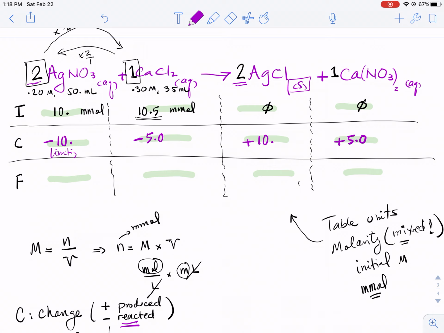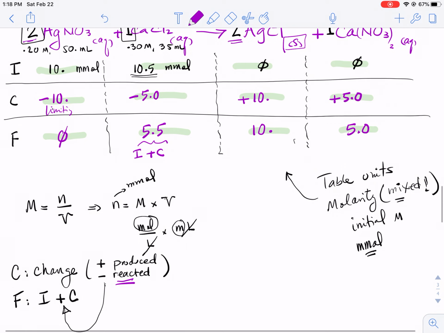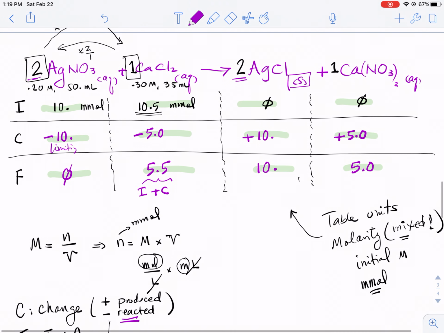So the final line is just I plus C. 10 minus 10, 0. That's why it was the limiting reactant. Silver nitrate, there's nothing of it left over. So 10.5 minus 5, it will be 5.5. So this is essentially the I line plus the C line. And 0 plus 10 is just 10. 0 plus 5 is just 5. So here it is. I found all the ingredients within the problem in terms of millimoles.